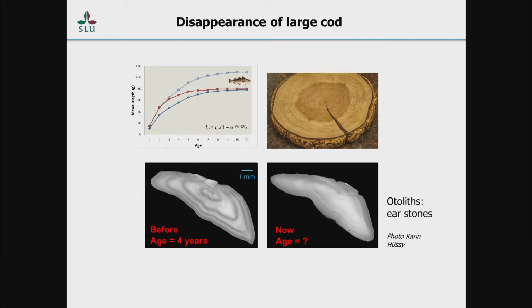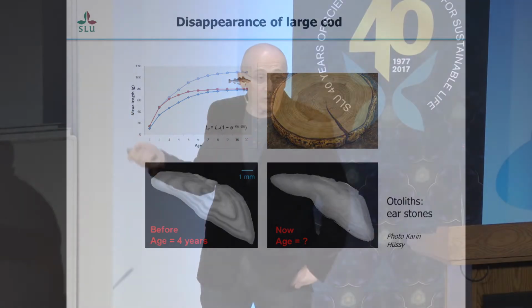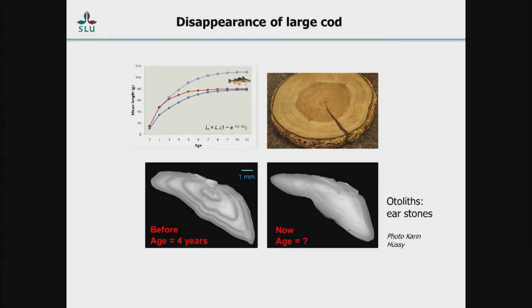The problem with this is that if we go back in time, it was relatively easy to estimate the age of this species. Nowadays, it became extremely more difficult. So we cannot see anymore all these clear bands in the otoliths. We don't know why yet, actually, but we know that it has become extremely difficult to assign an age to each single fish.